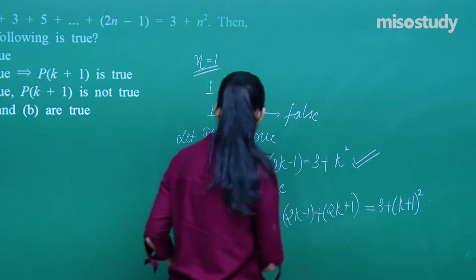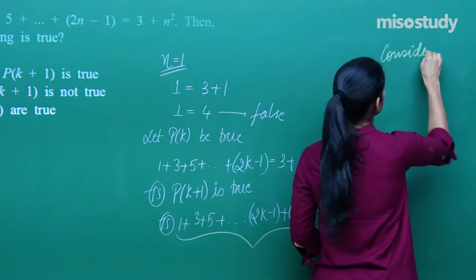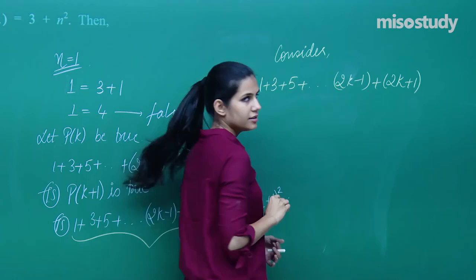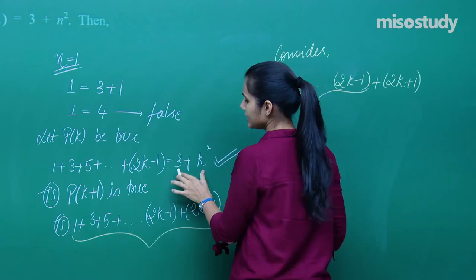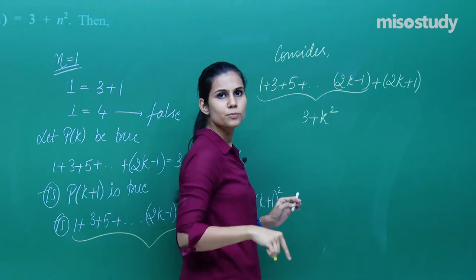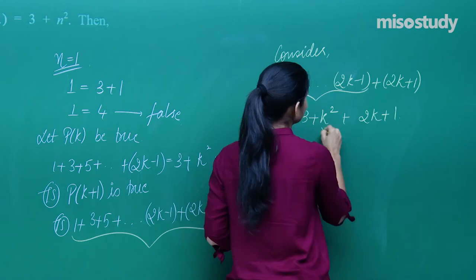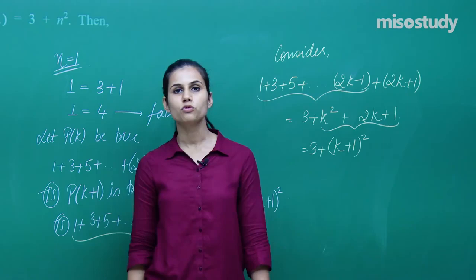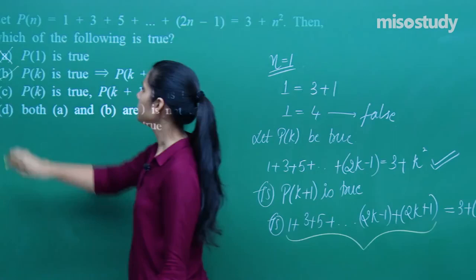Now consider the left hand side, which is 1 plus 3 plus 5 plus 2k minus 1 plus 2k plus 1. In that scenario, this much is already given as equal to 3 plus k square. So we can use that. We have to use the assumption to prove this, plus 2k plus 1. Now, k square plus 2k plus 1 is k plus 1 whole square, and therefore the left hand side is equal to 3 plus k plus 1 whole square. That means the argument is also true for k plus 1. And therefore, if Pk is true, this implies Pk plus 1 is also true.